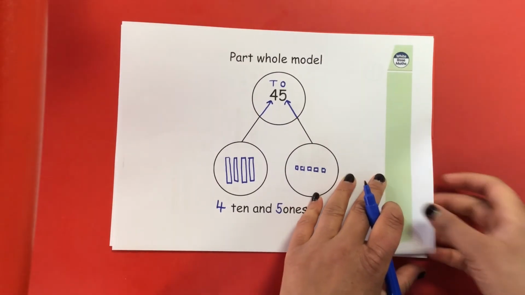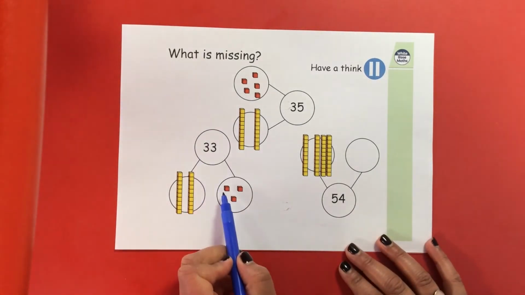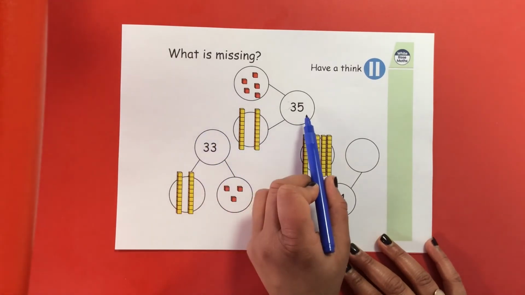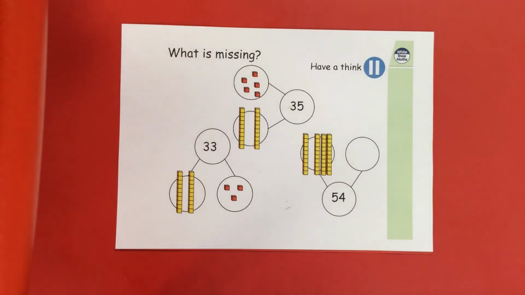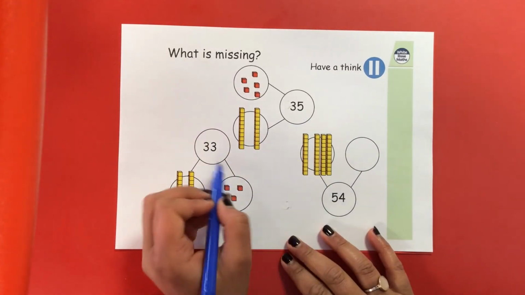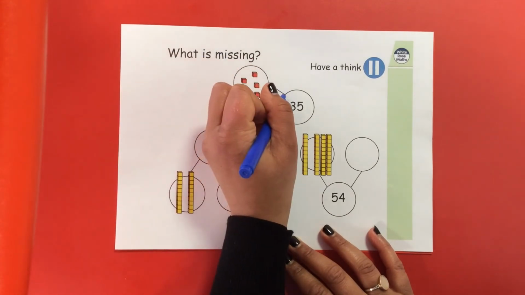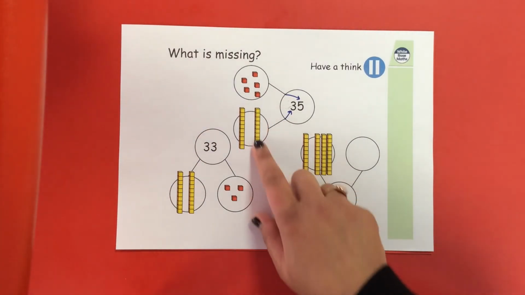Okay, well done. So for the last part of this lesson, I want to know what is missing. Okay, so this is going to be a little bit trickier because if you look, the total circle is at the top here, but it's not at the top in this one, and it's not at the top in this one. Okay, but what we can do is look at the circles with the lines coming out from them, and we can also see where the total numbers are.